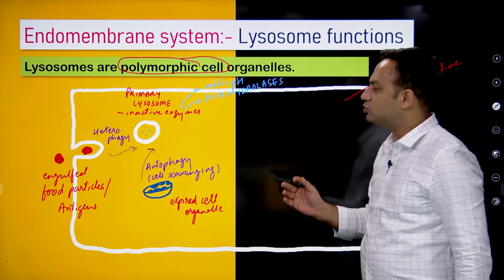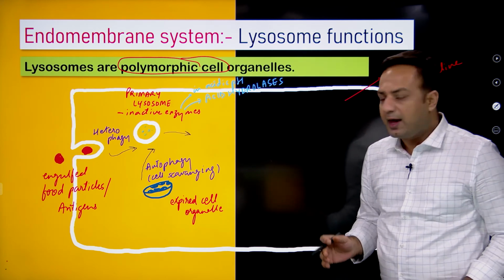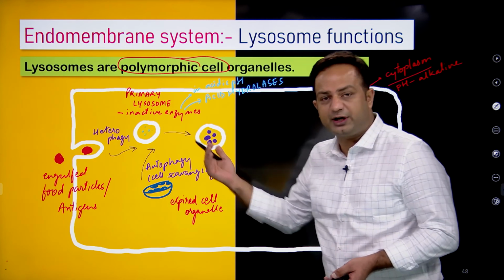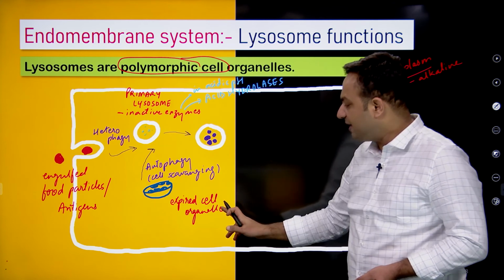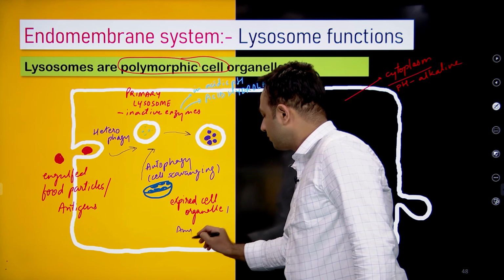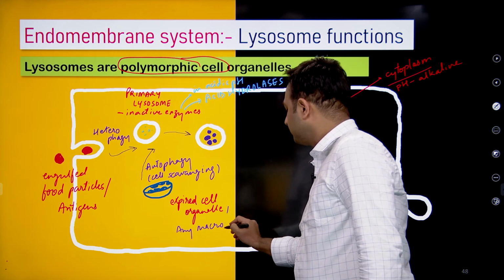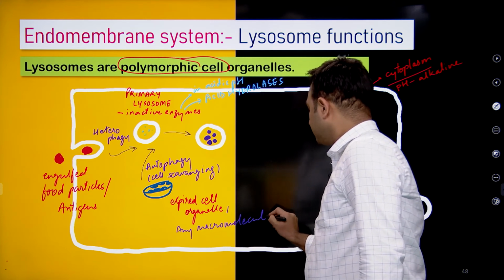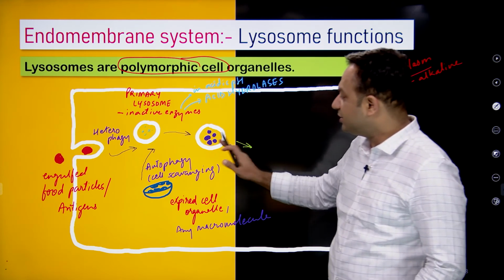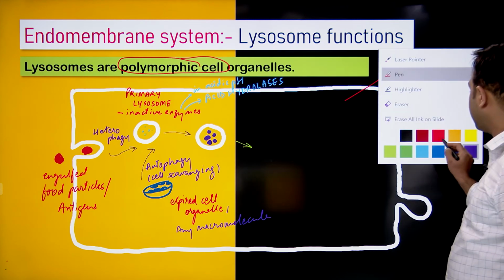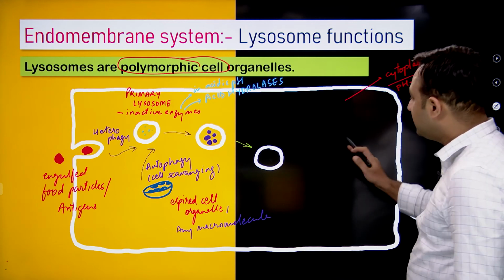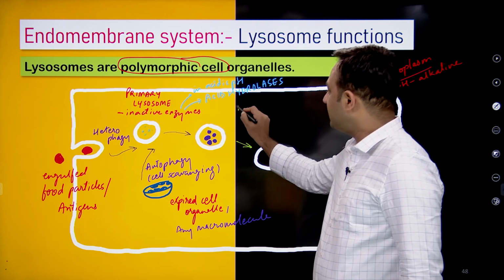Now the primary lysosomal enzymes become activated, and they are going to digest the particles they have engulfed from outside or from inside, maybe an expired cell organelle or any macromolecule which is required to be recycled. Now the digestion is going to take place, and the next structure is called the secondary lysosome, where the digestion took place. The secondary lysosome.